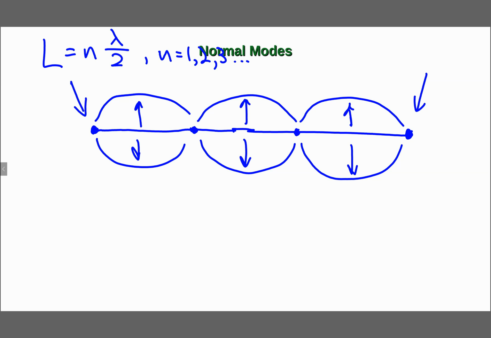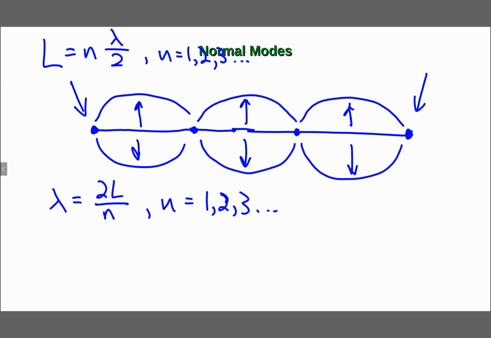So the possible standing waves on this string of length L all have wavelengths of lambda equals 2L over n, where n equals 1, 2, 3, etc. Okay? So there are infinitely many possible waves, but we have to just keep making the wavelength smaller and smaller in order to keep getting more and more possible standing waves on the string.